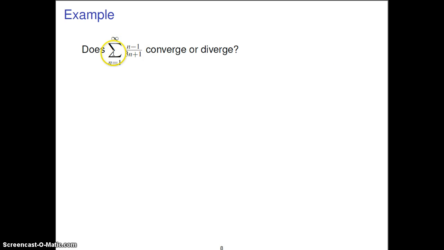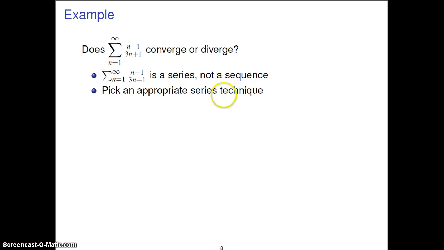If you add up numbers of the form n minus 1 over 3 to the n plus 1, is this going to converge or diverge? Keep in mind that this is a series due to the sigma, not a sequence, so you must use series techniques. If you use a sequence technique right away, you're going to get nothing.